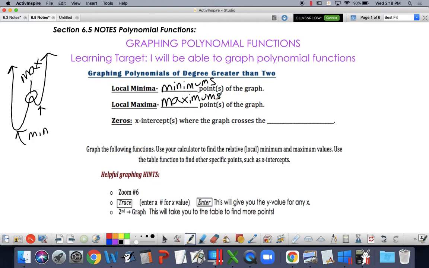And there might be 1, there might be 0, right? There could be an instance where you don't necessarily see all of these. And then lastly, we need our x-intercepts, our zeros, our roots, our solutions, all those things we call them, wherever they cross the x-axis.